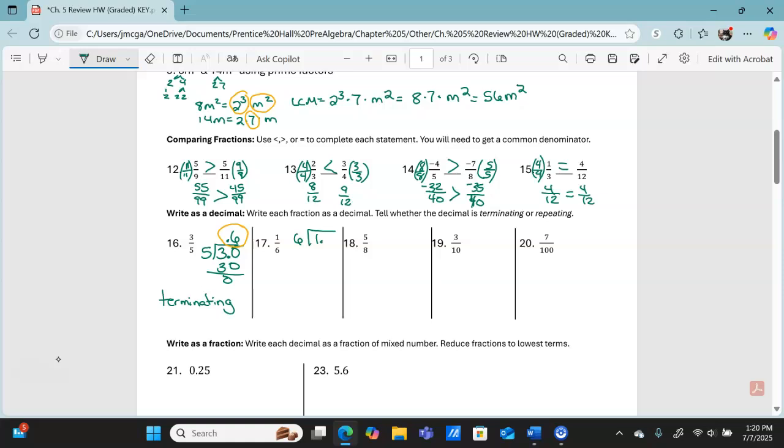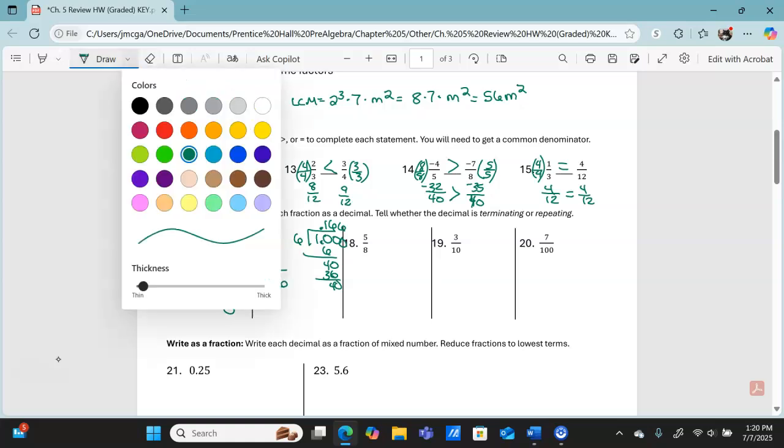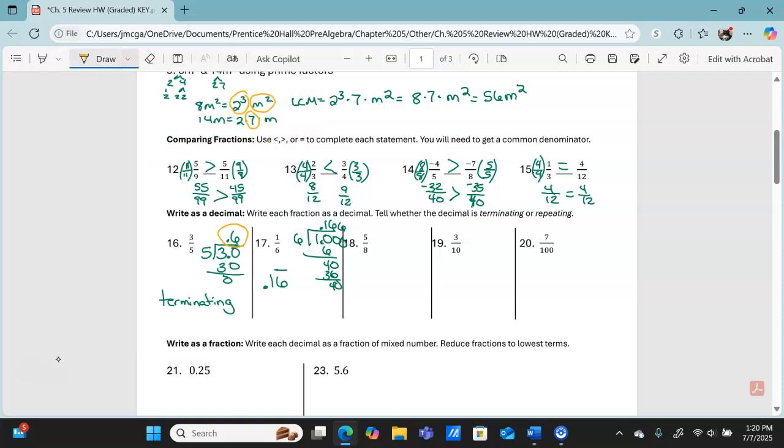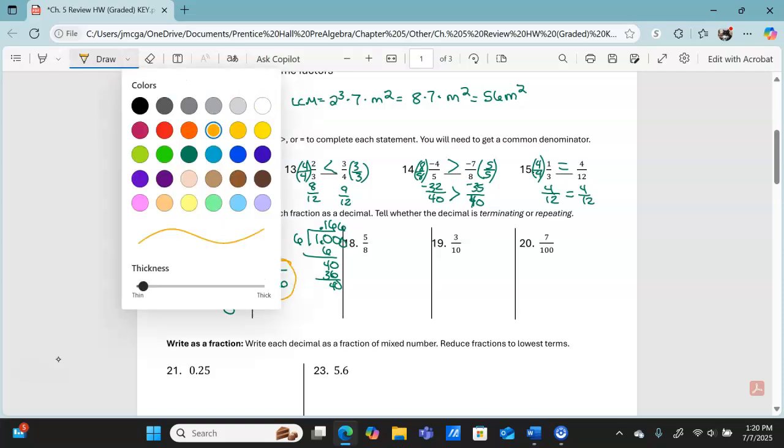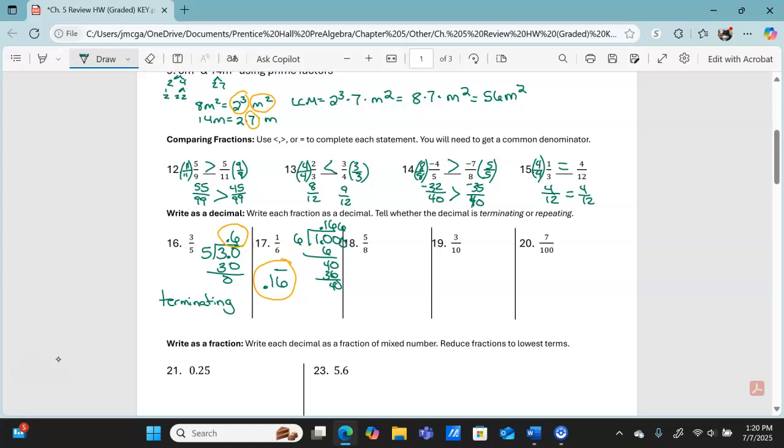1 divided by 6 will go in 0 times. Put my decimal there. Put in another 0. It'll go in 1 time, 6. Put in a 4, put in another 0, and it'll go 6 again. So we are starting to repeat. So my answer is 0.16 repeating. Note that your repetition only shows up on the 6. The 1 is not repeating, only the 6 is.